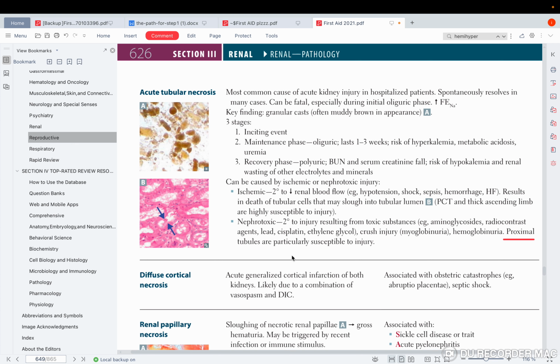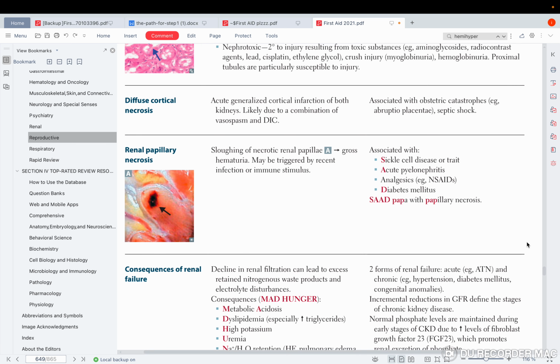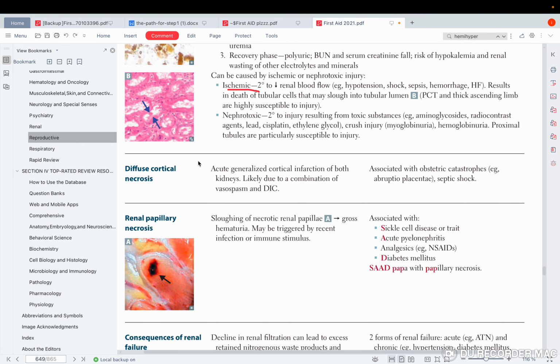And the proximal tubule is the most susceptible to injury. Please be careful about this point and do not get it wrong. Ischemia leads to dysfunction of both your PCT and ascending loop of Henle, while nephrotoxins only affect the proximal tubule. Okay? Good. So let me tell you about one more concept.